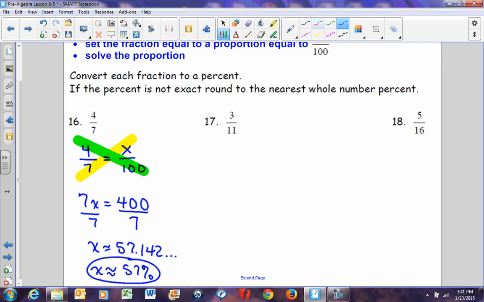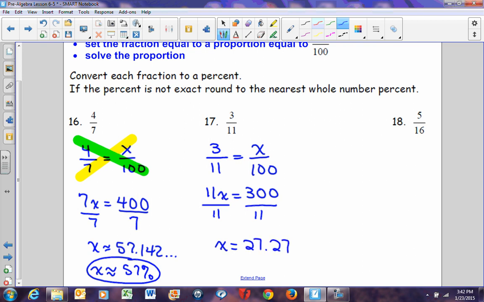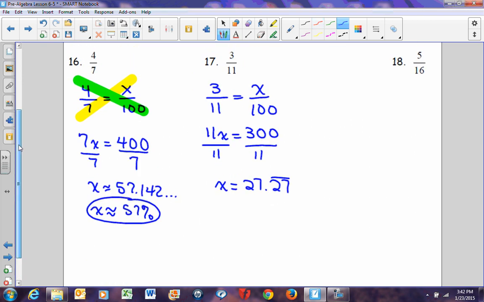Let's look at another fraction. 3/11. So 3 over 11 equals x over 100. Cross multiply, I have 11x equals 3 times 100, which is 300. Divide by 11. X will equal, if I take 300 and I divide it by 11, I'm going to get 27.27, and the 27 repeats. It did say round it to the nearest whole number, so we can clearly see this, after the sevens place we have a 2. A 2 does not make it round up, so that would round to 27%.